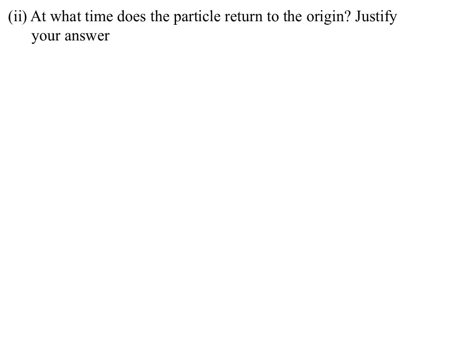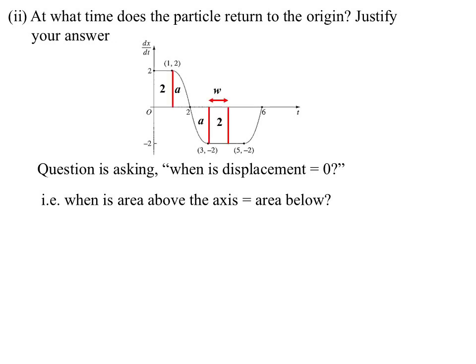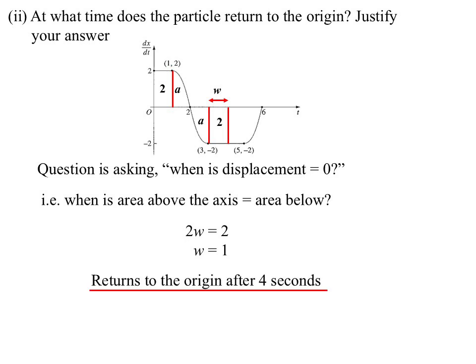At what time does it return to the origin, and justify your answer? So when is displacement equal to 0? So once again, it's that idea of when's the area above equal to the area below. And looking at our picture, that rectangle obviously has an area of 2, I know that. The area of that next section, I'll just call it A. It looks symmetric, so I'm going to assume that is also A. So now I want a rectangle that has an area of 2 there. Well, the height of that rectangle is also 2, so that width then must be 1. Putting that all together, I can work out, well, that's after 4 seconds. It turns out to be back there.